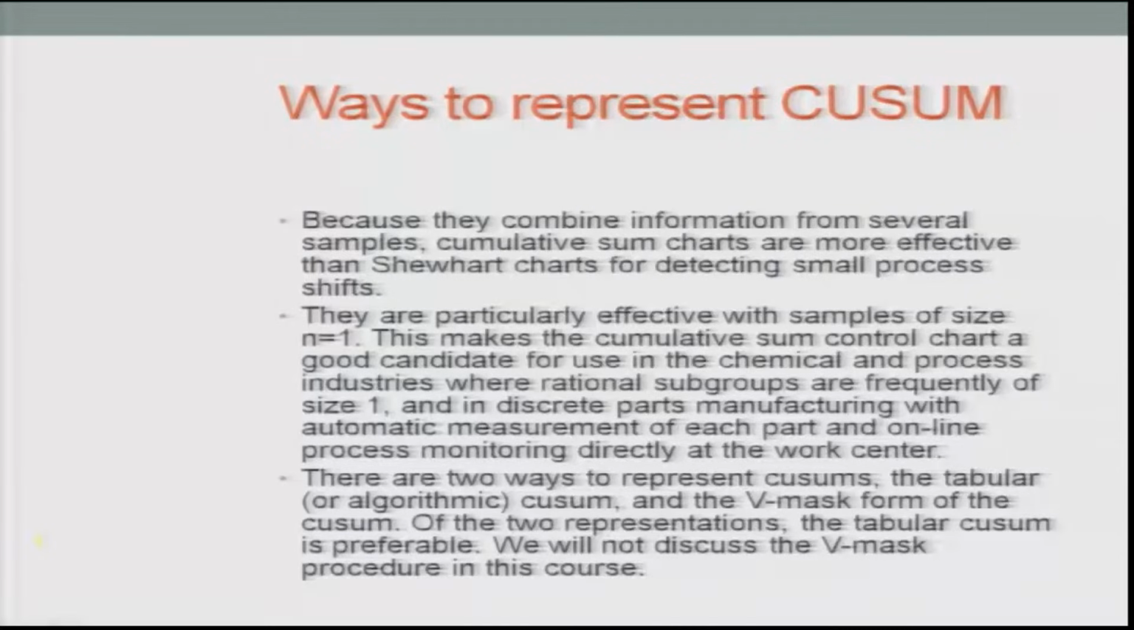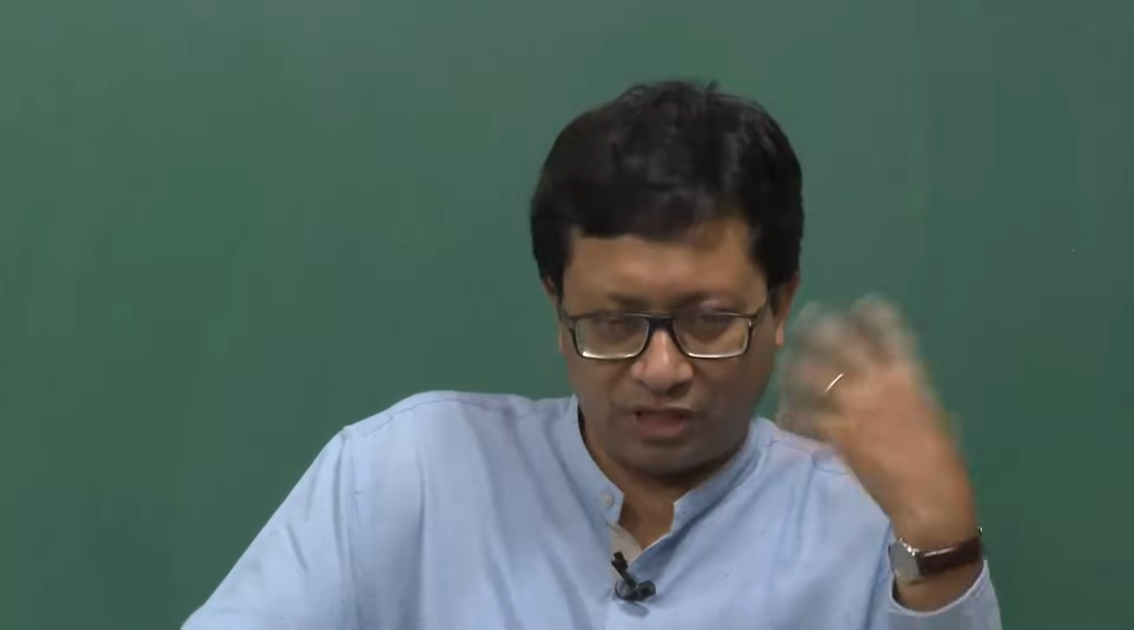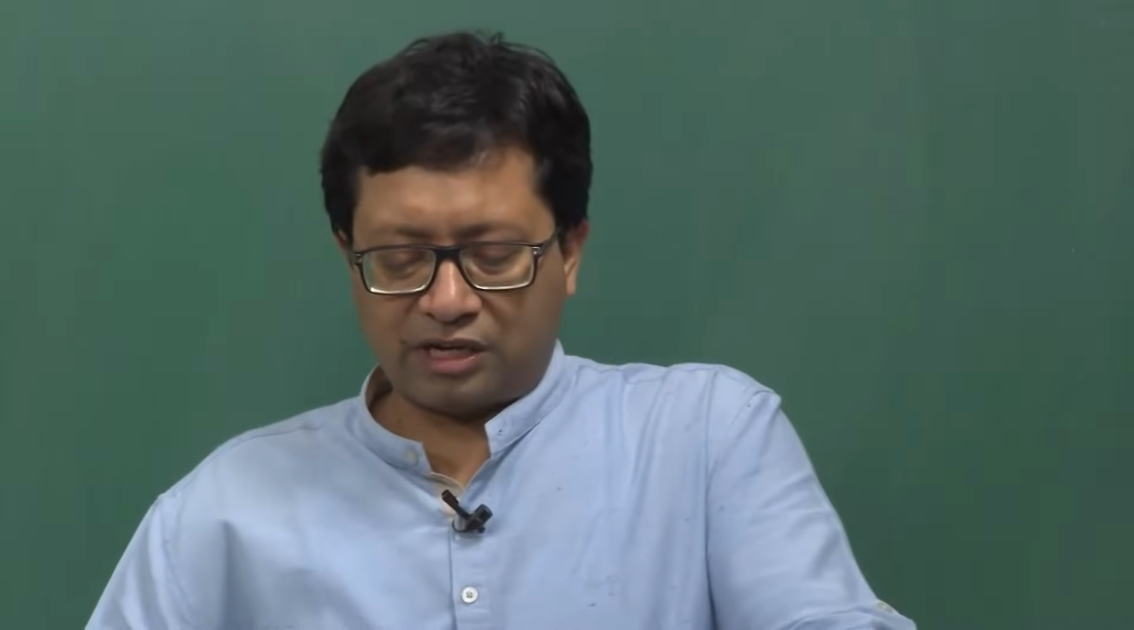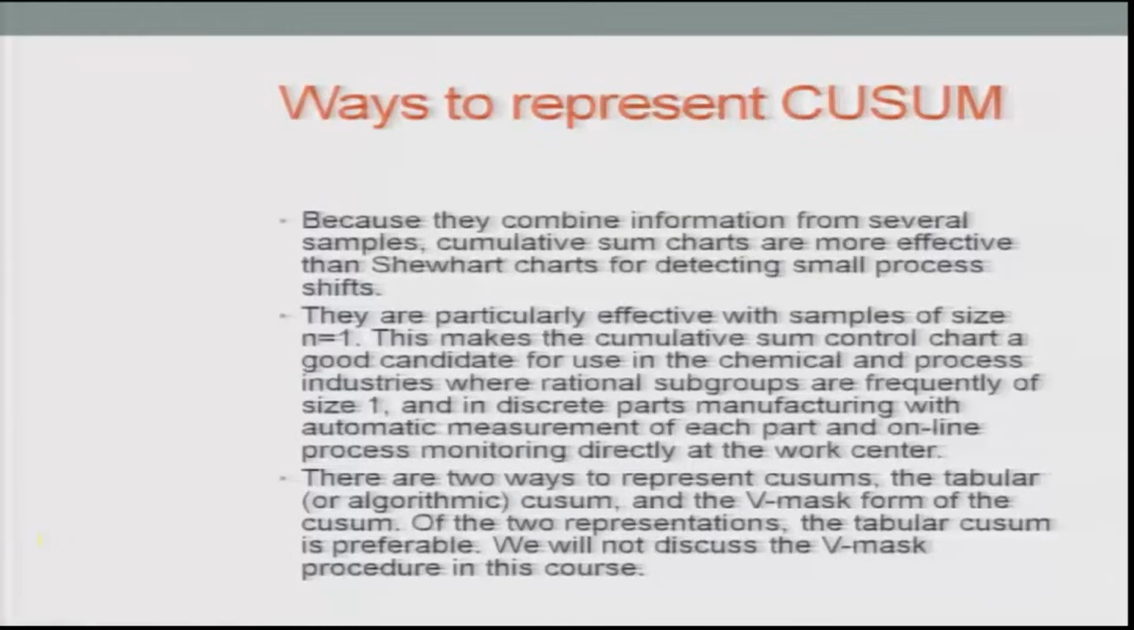So, now what are the ways to represent the CUSUM charts? Because they combine information from several samples, cumulative sum charts are more effective than Shewhart charts for detecting small process shifts. The information you get from each sample and its average with respect to the target keeps changing, which tells you in which direction the change is happening. So, even if the shifts are small, they immediately give you that information, which is incorporated in your overall calculation. They are particularly effective with samples of size n equal to 1.